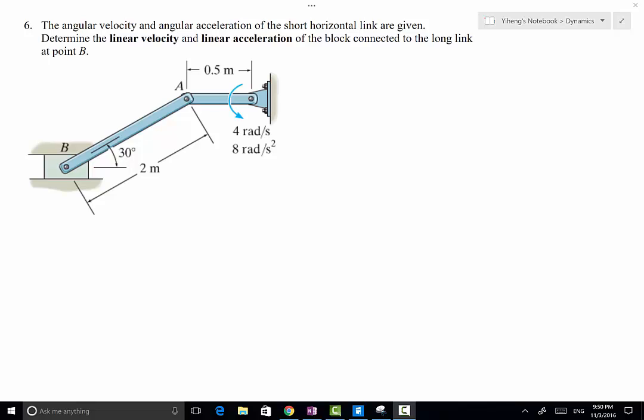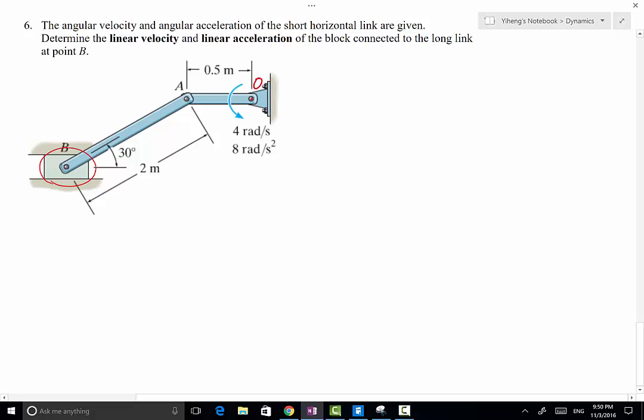Let's look at this problem. We have a short horizontal link, this one. Let's call this point O. So AO is pinned at point O. Therefore, AO is doing rotation about a fixed axis. And then AO is connected to rod AB, and then AB is connected to a block here at point B.